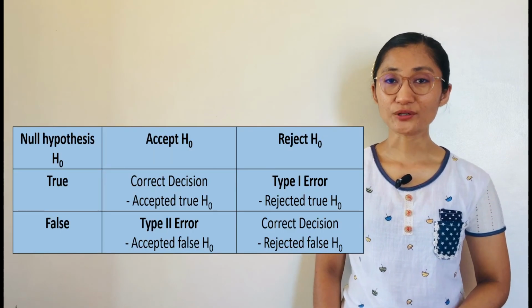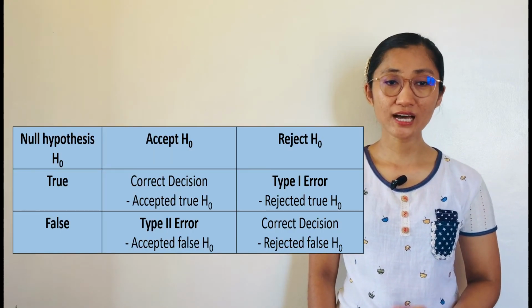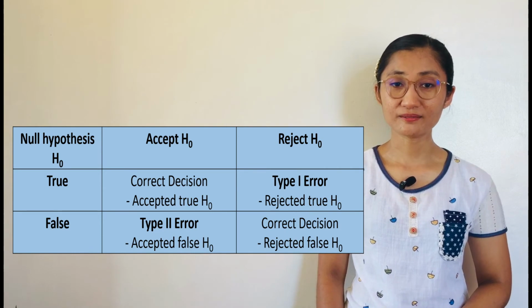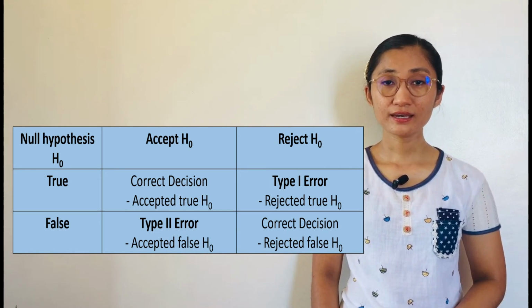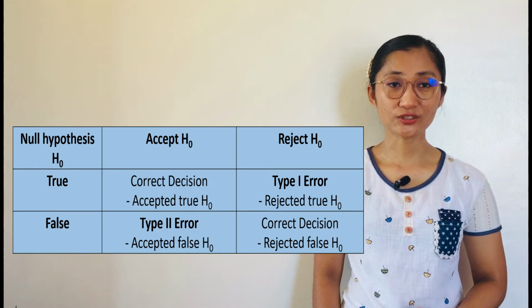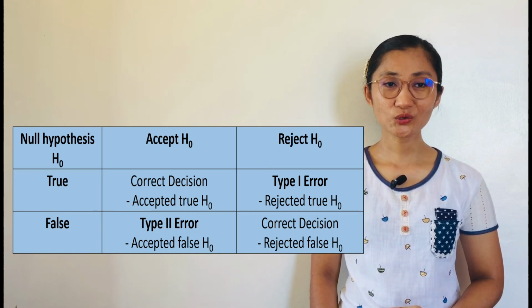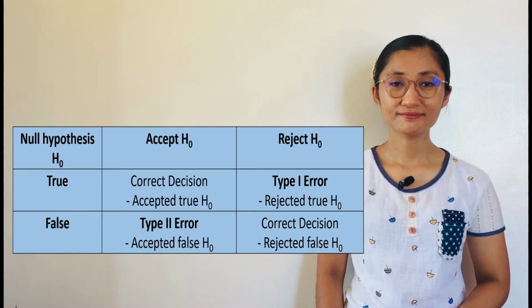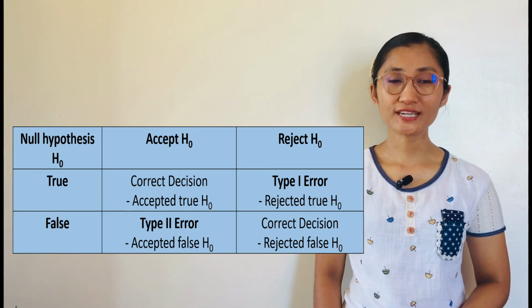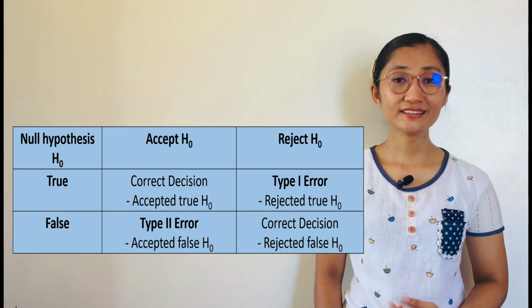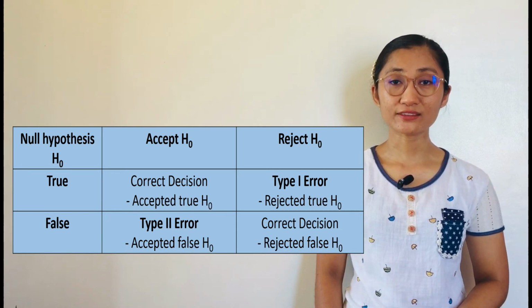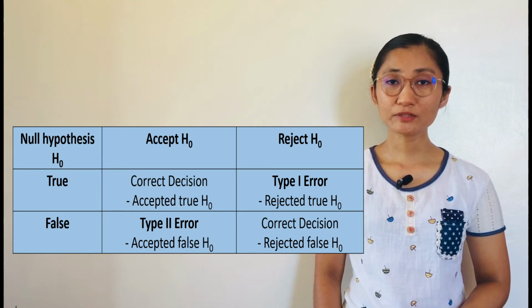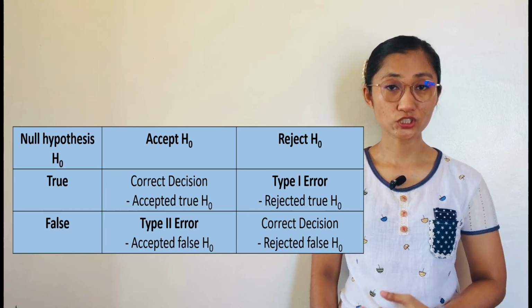Now, type 1 error is committed when a true null hypothesis is rejected. It has a probability denoted by alpha, hence the rejection region or critical region is called the alpha region. Whereas type 2 error is committed when a false null hypothesis is accepted. It is denoted by Greek letter beta, and the acceptance region is called the beta region.